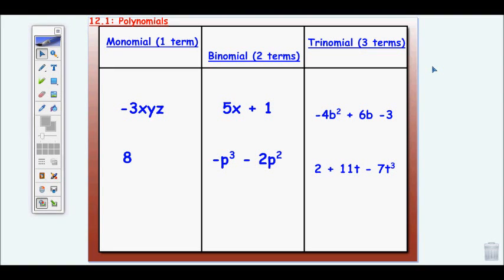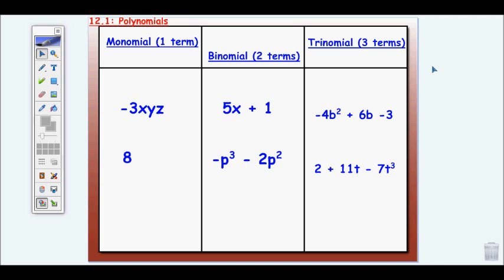Chapter 12.1, we will start to talk about polynomials. There are different types of polynomials. The three types that we will talk about are monomials, binomials, and trinomials. The way that each polynomial is named is by the number of terms.